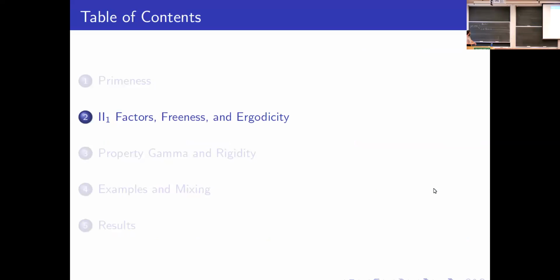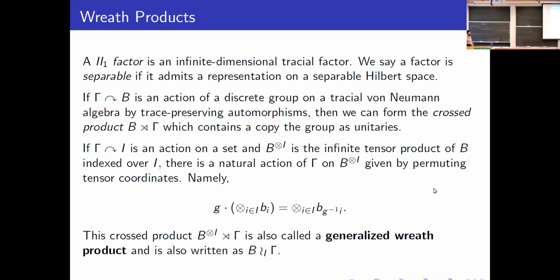Okay, so let's start with talking about factors. This is our warm-up. A II_1 factor, we all know, is an infinite dimensional tracial factor, and it's separable if it's on a separable Hilbert space. If you have an action of a discrete group on a tracial von Neumann algebra, you can form the cross product. It's like the reduced cross product, but you take the weak operator topology closure. I'm just asserting additionally here that if B is tracial, the action should preserve the trace, so it's 2-norm continuous. I want it all to play nice with the trace, and the fact that it's trace preserving is going to give you a nice, well-behaved trace on the cross product at the end.